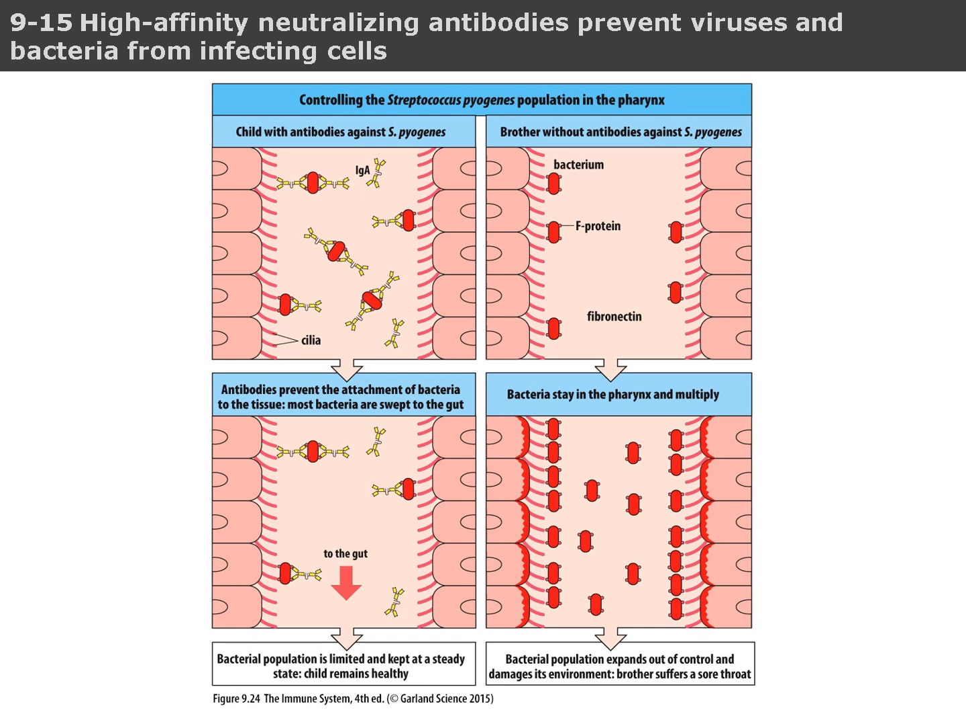On the right, the child's brother lacks these protective antibodies. Without IgA to block adhesion, the bacteria firmly attach to epithelial surfaces, resist clearance, and begin to replicate. The growing bacterial population triggers inflammation, leading to sore throat symptoms. This example illustrates how IgA acts as a neutralizing barrier, not just against viruses, but also against bacteria by preventing them from ever attaching and infecting host cells.